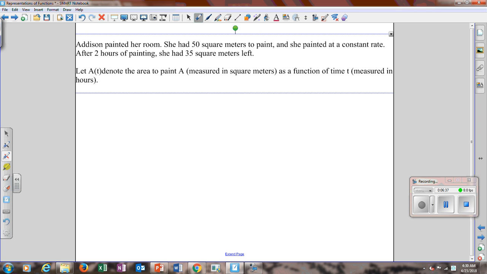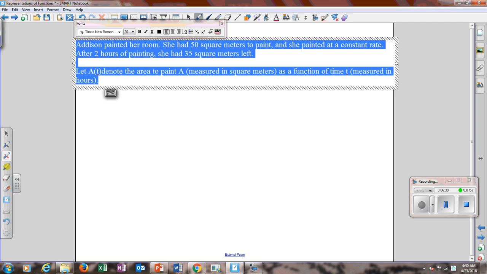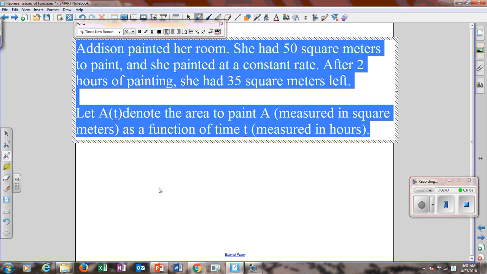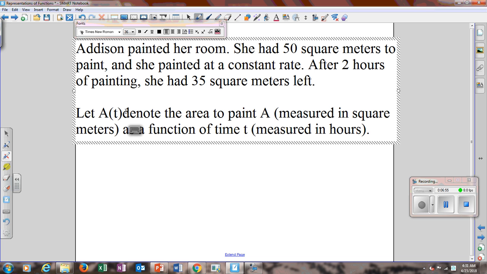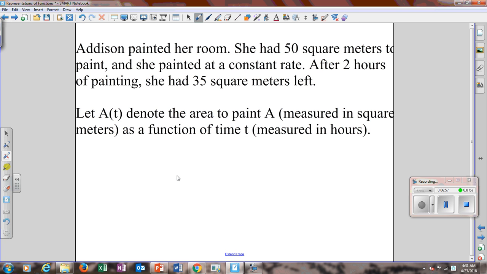Okay, Addison painted her room. She had 50 square meters to paint. She painted at a constant rate. After 2 hours of painting, she had 35 square meters left. Let A of T denote the area to paint. A is a function of time T.